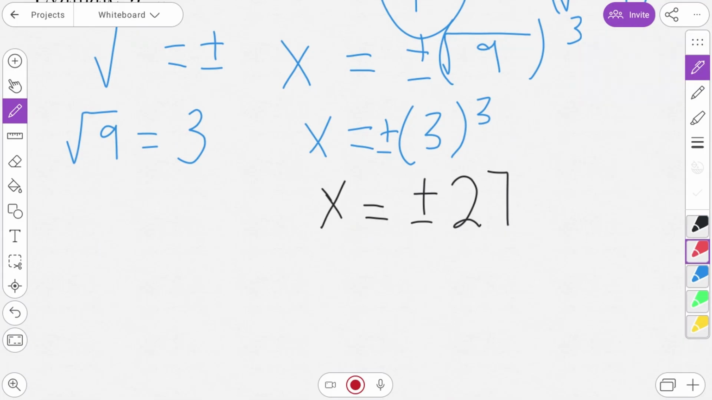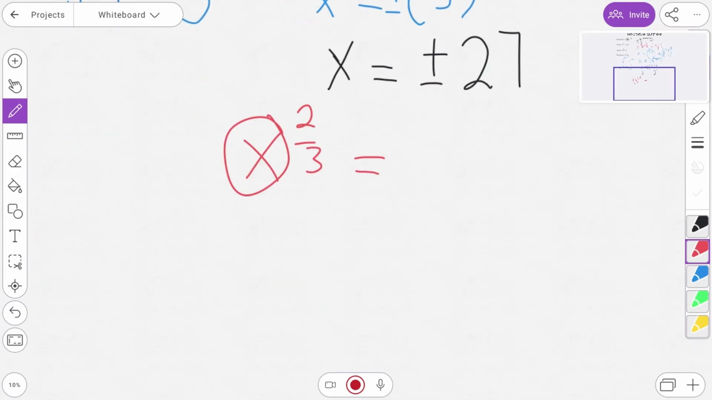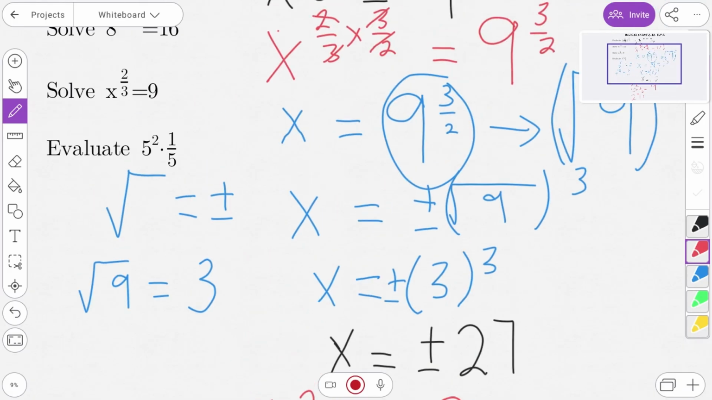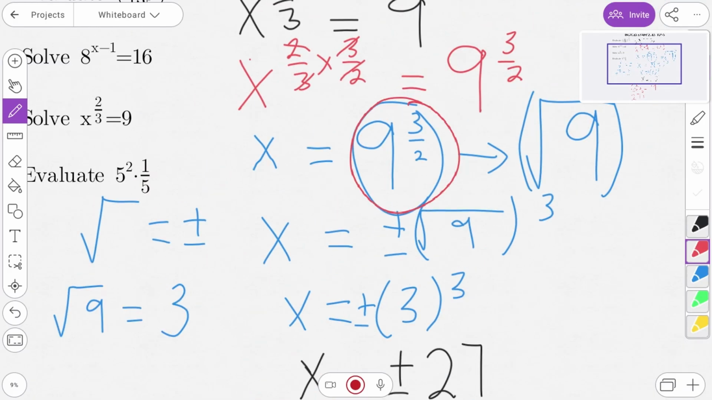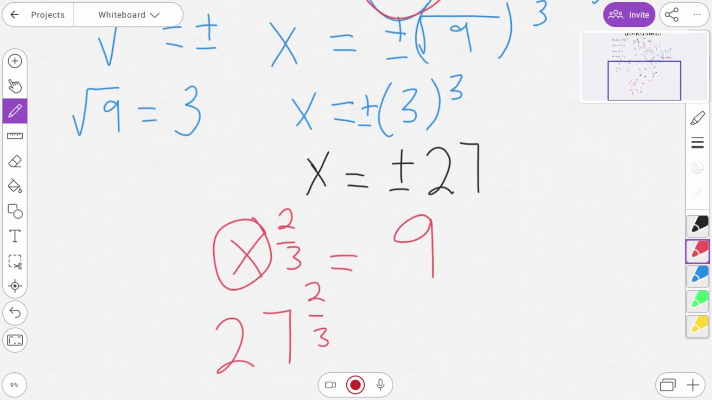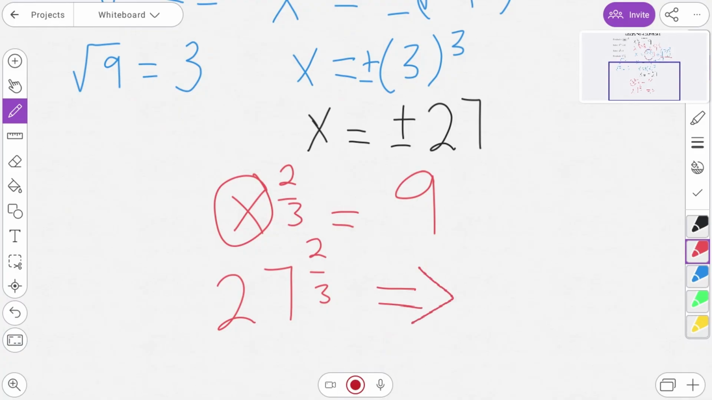I think I'll go further to explain to you how we got that answer. So since we have x raised to an exponent of 2 over 3 equal to 9, we want to find x and see whether it is true. So 27 raised to an exponent of 2 over 3. Since we said x is 27, we want to get an answer which will be equal to 9. And we expressed 9 raised to an exponent of 2 over 3 as this.